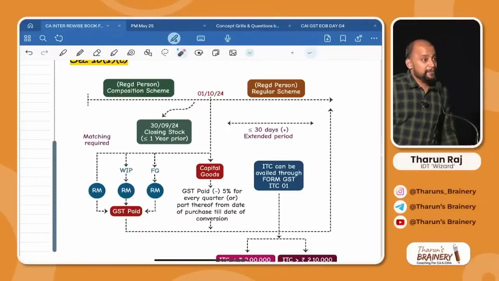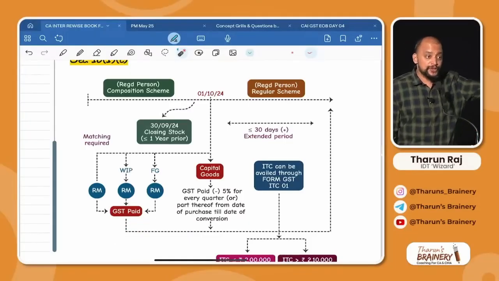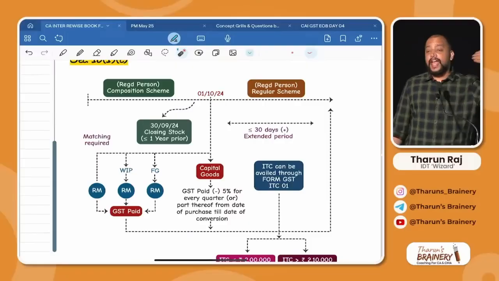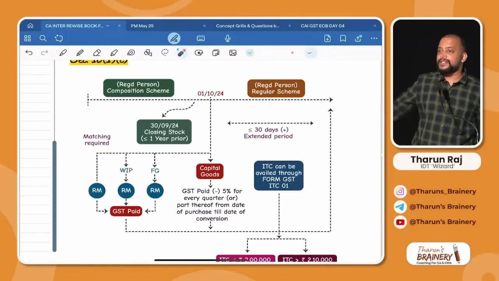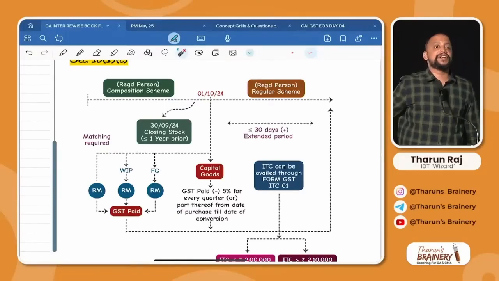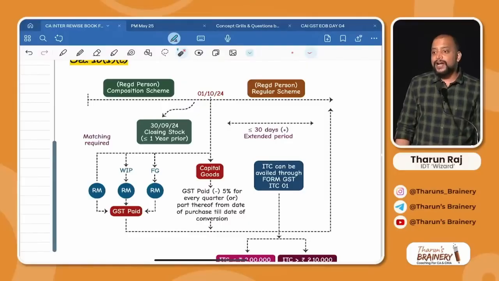But in case of capital goods also they can take. In the previous two charts, no credit on capital goods. But in this case, even on capital goods also they can take credit. How much credit they can take on capital goods? So like depreciation. What is the depreciation for capital goods? 5% for every quarter or part thereof.